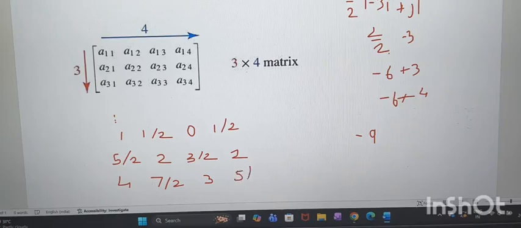It could be a lengthy process, but it is a very easy way to score marks. We should be careful to not make any silly mistakes. So this will be our 3 cross 4 matrix, 3 rows and 4 columns, all the elements we have found.